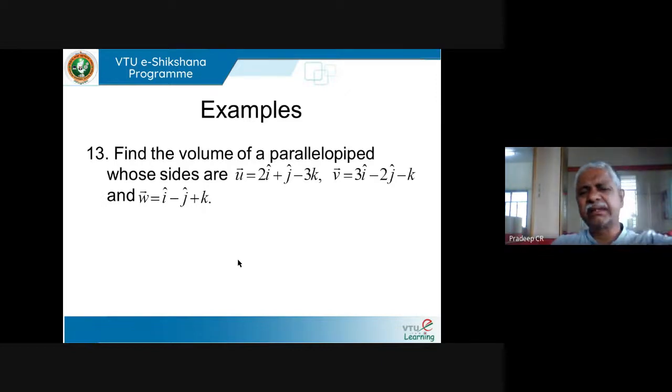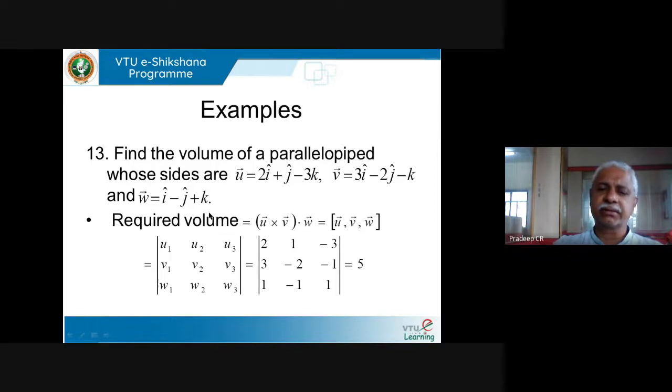The same question you can ask in different ways. Find the volume of a parallelepiped whose sides are given by this u, v and w. Which means basically you find this determinant where the first row is u, the second row is v, the third row is w. I hope I have done it correctly.